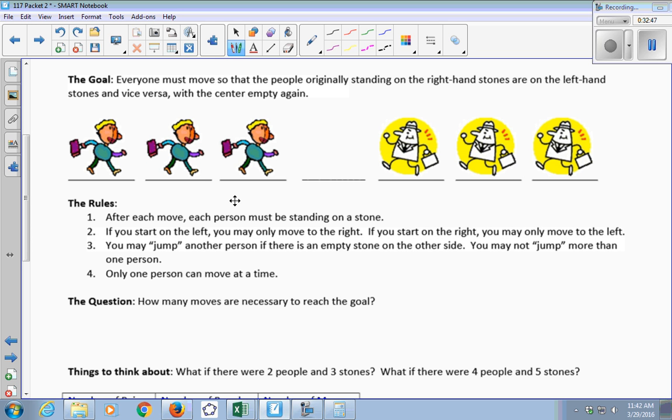Hannah moved to the center stone. So let's keep track. That's 1 move, right? Caroline can jump her. That's 2 moves. And then Hannah moves to the last stone, 3 moves. It took 3 moves for them to trade places.